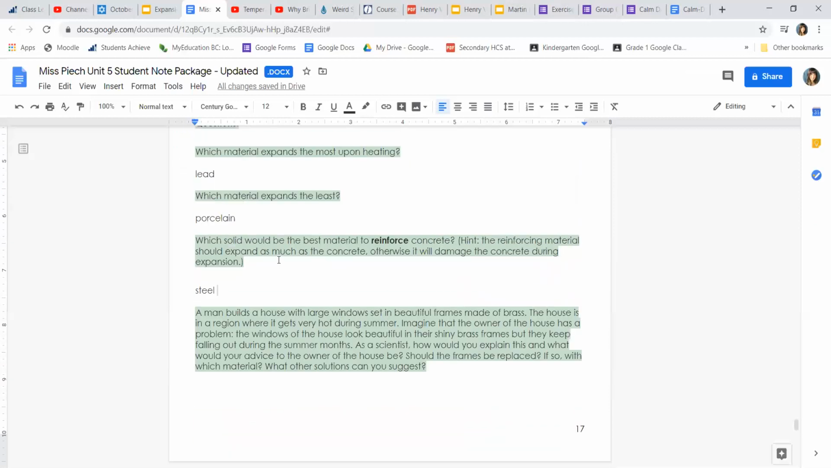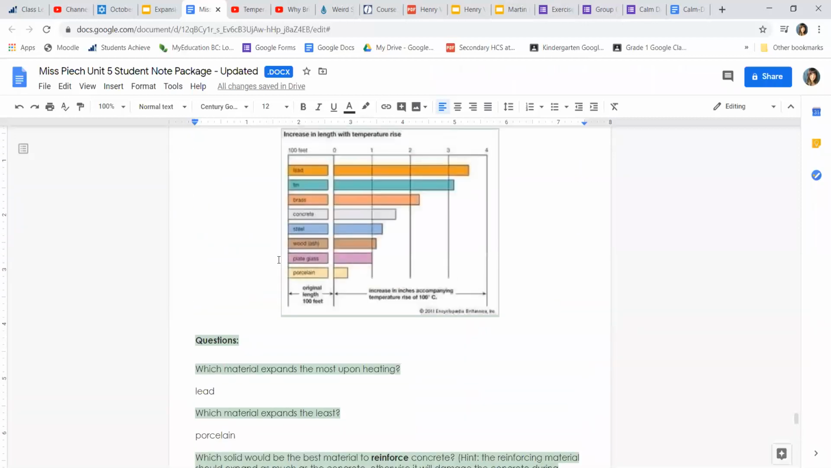So, taking a look at this here, now we see brass and we see how much that expands, and we see with glass that expands a lot less than brass. Take a look at that.